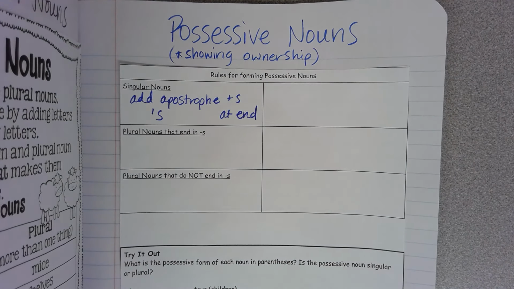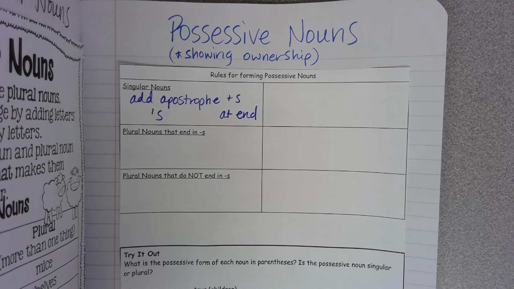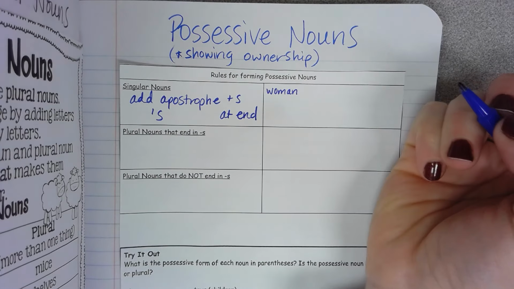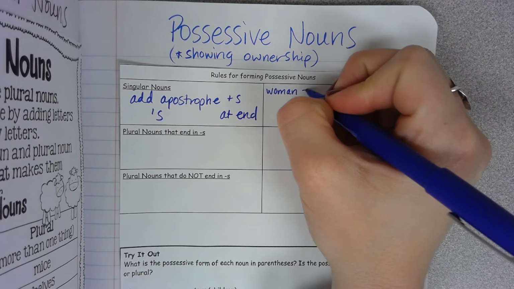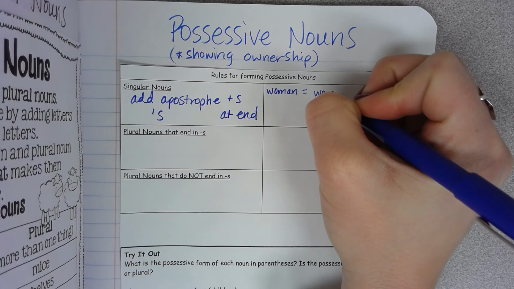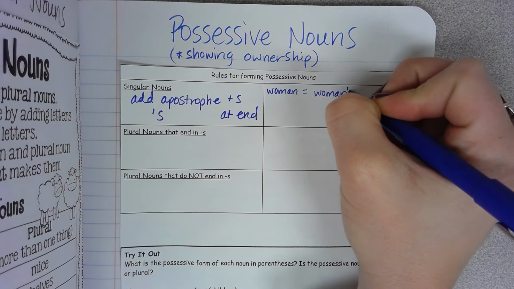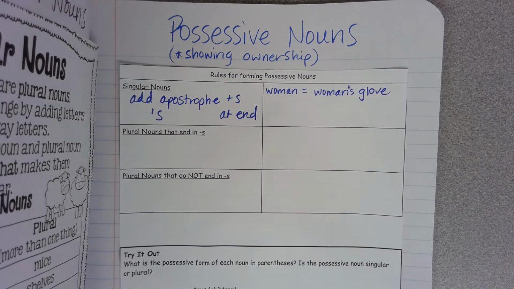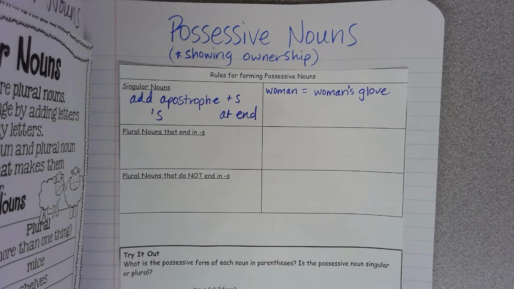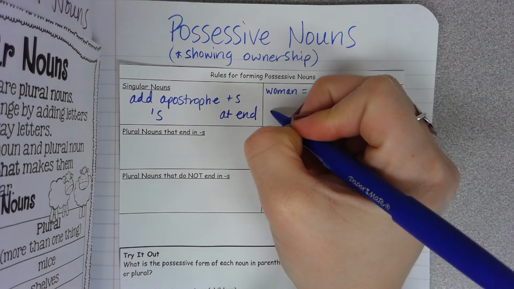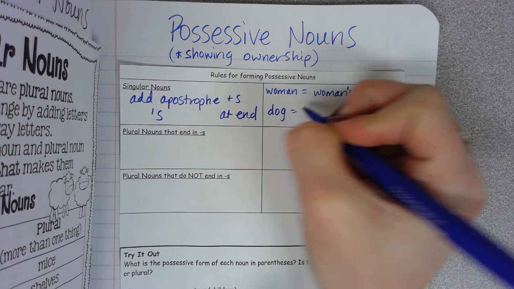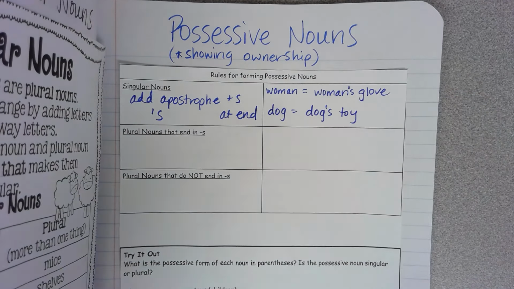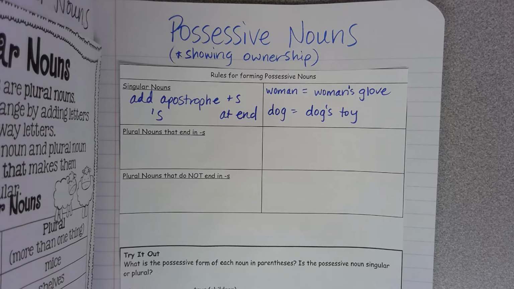Okay, now let's just use the example of a woman, and she's owning something. Let's say it's the woman's, and it's only one of them. We're going to add an apostrophe S, and it's her glove, let's say. The woman's glove. Now if you have the dog showing ownership of their toy, the dog's toy. So add apostrophe S at the end.